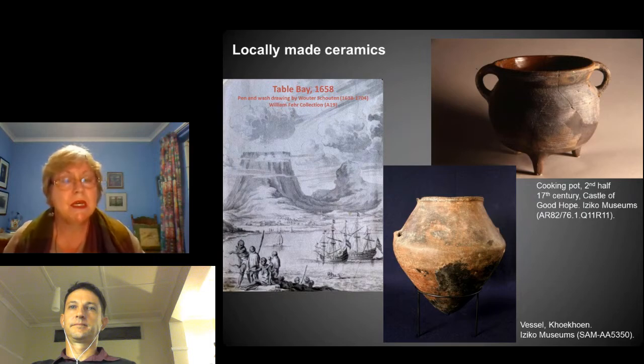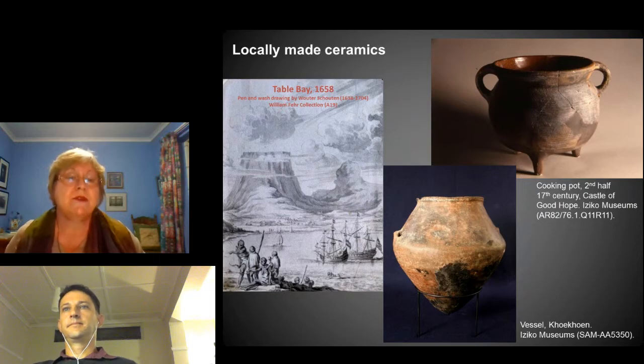So this very prominent position made for first just a very small crew arriving. Later on, people were set free from service in the VOC to start farms. And so the small community at the Cape from the mid-17th century onwards expanded. Of course, it had detrimental effects on the indigenous people.